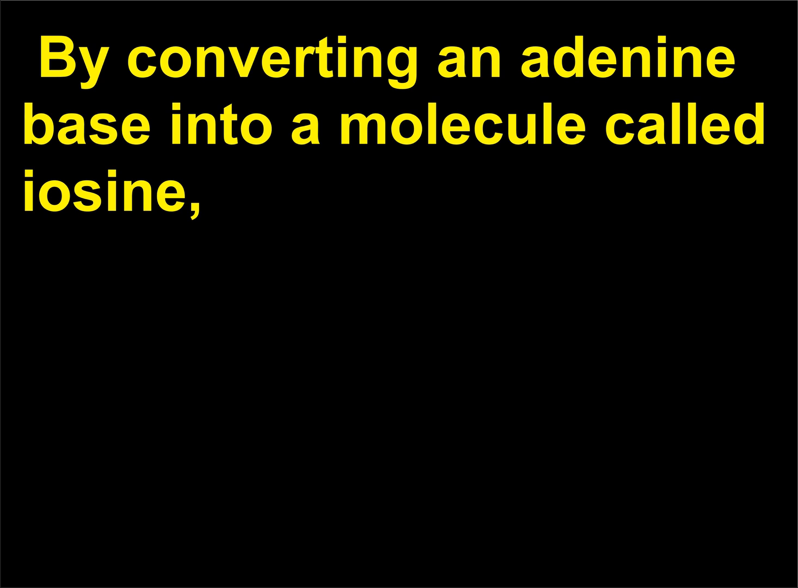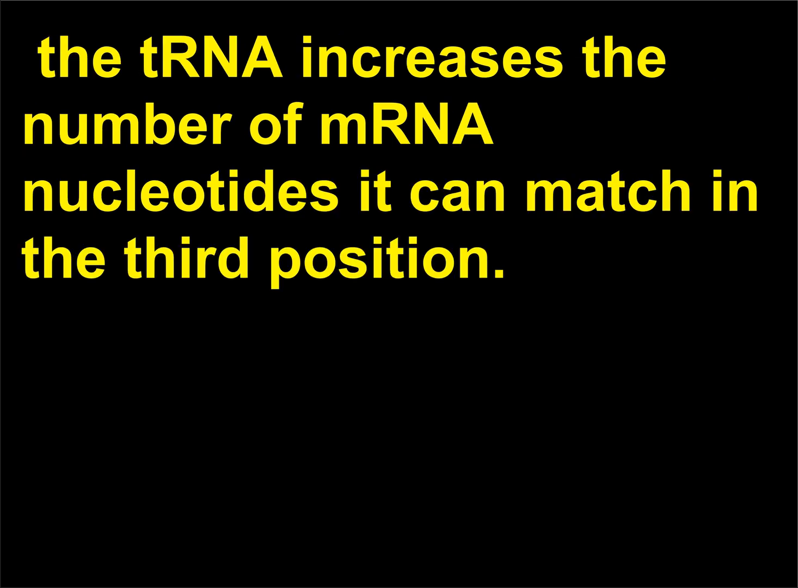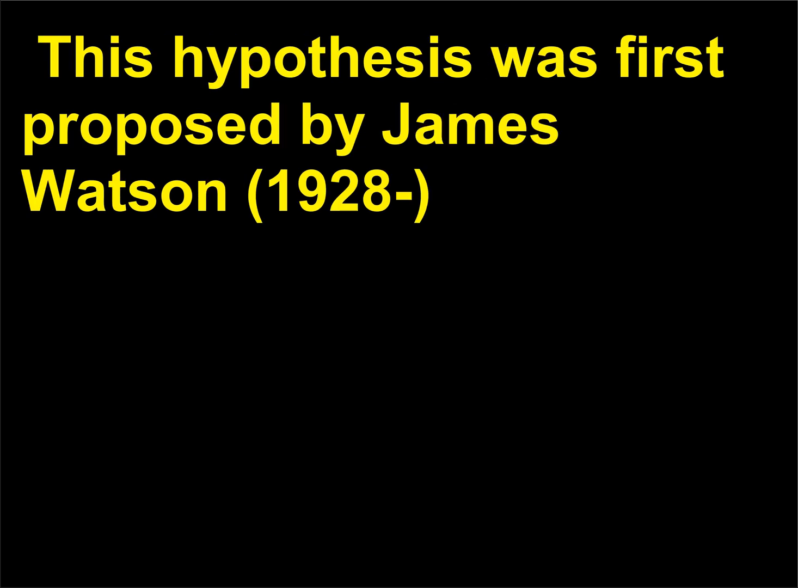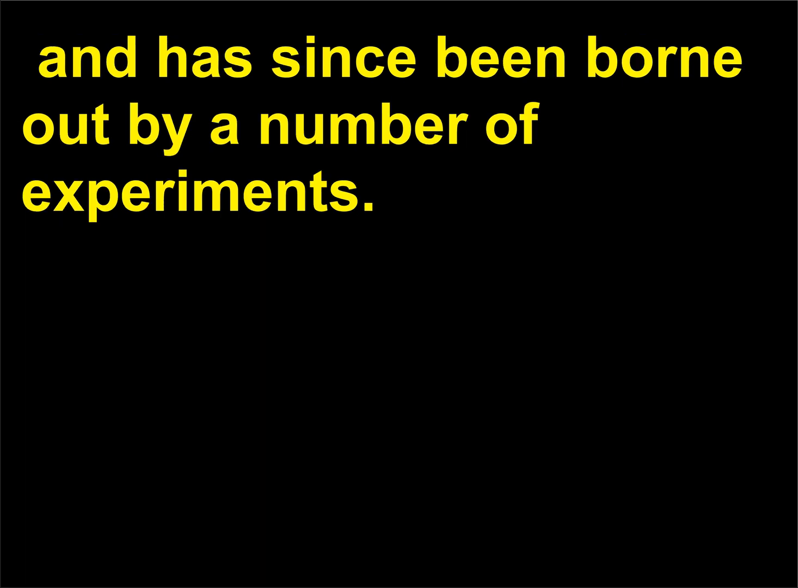By converting an adenine base into a molecule called inosine, the tRNA increases the number of mRNA nucleotides it can match in the third position. This hypothesis was first proposed by James Watson, 1928, and has since been borne out by a number of experiments.